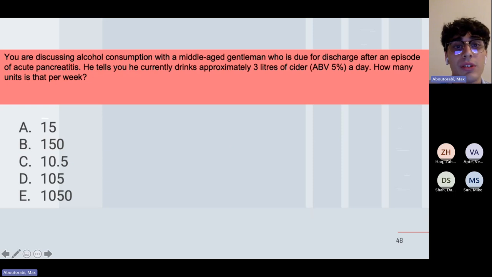So you're discussing alcohol consumption with a middle-aged gentleman who is due for discharge after an episode of acute pancreatitis. He tells you he currently drinks approximately 3 litres of cider, ABV 5%. How many units is that per week? So you need to know the formula for calculating alcohol units, which is something you either know or don't. But it's quite common on PLAB, I think.